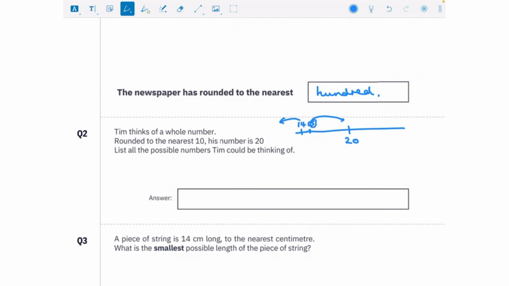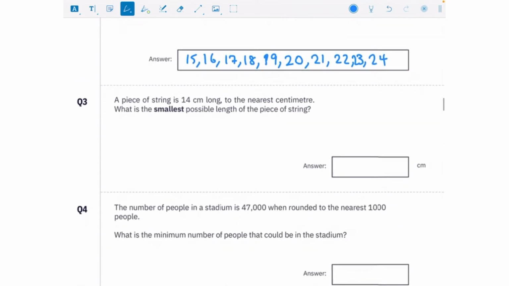So we've got 15, 16, 17, 18, 19, 20 would round to 20 as well, wouldn't it? 21, 22, 23, 24. Now when we get up to 25, we know that the 5 would mean we would round up to 30. So we're going to stop at 24, and those are all our numbers that round to 20. All our integers anyway, all our whole numbers.